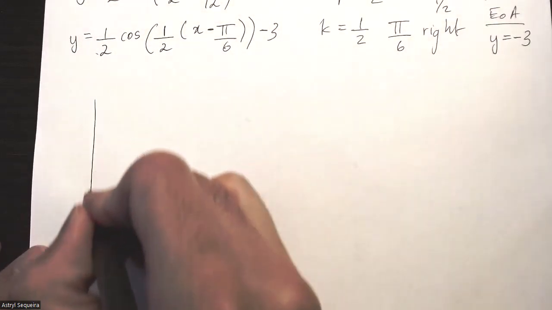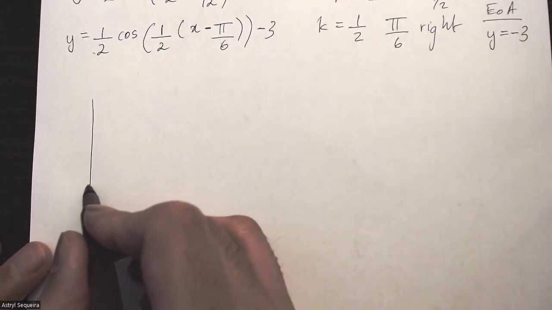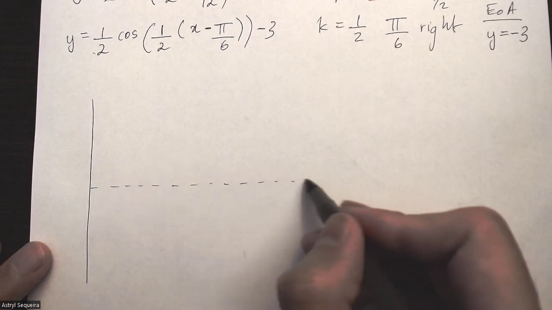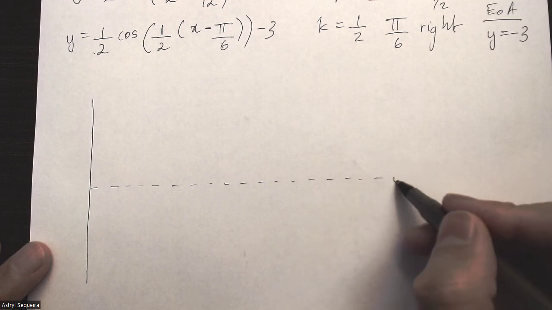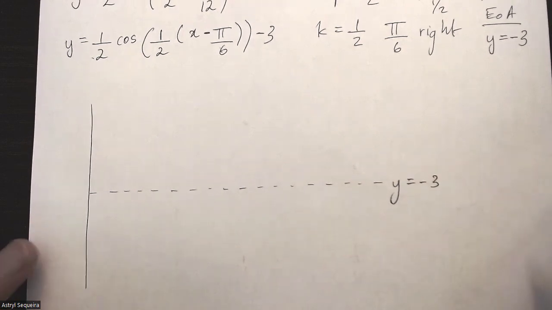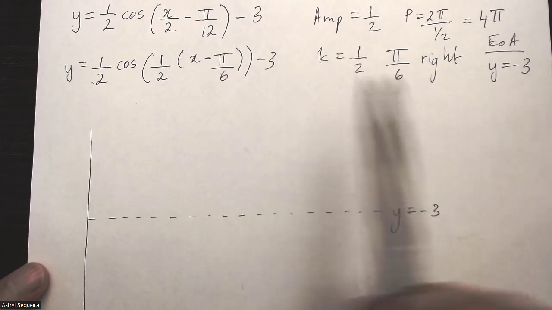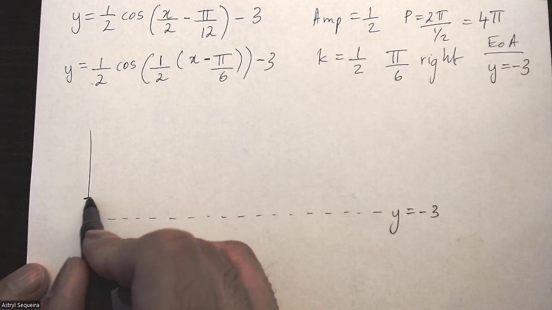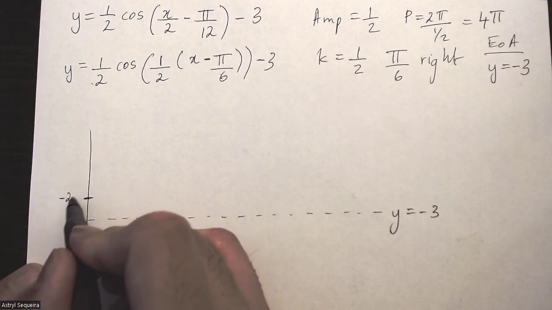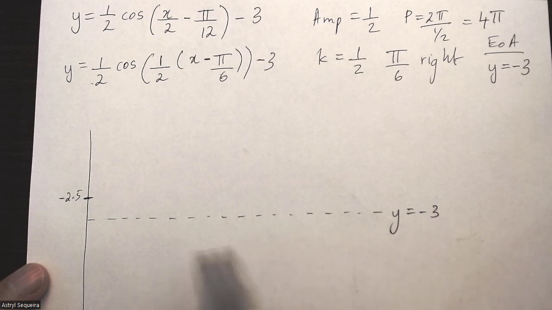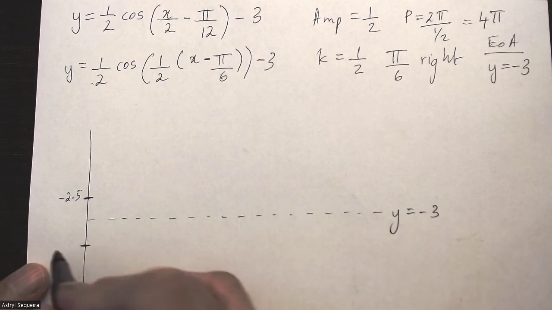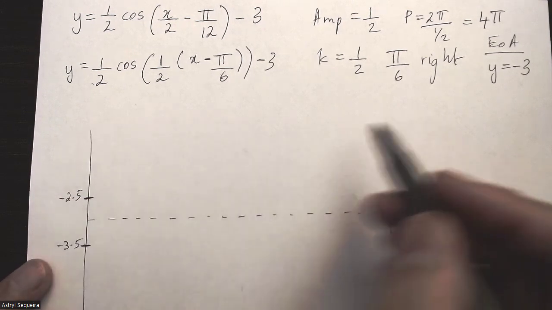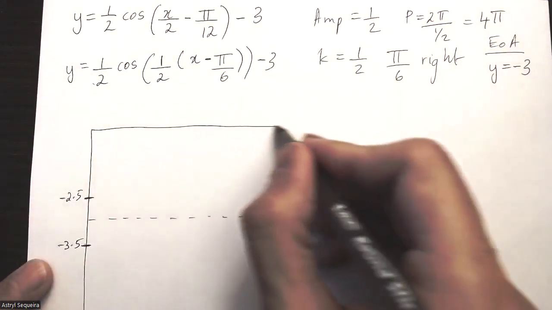Again, I'll start by drawing my y-axis and put my equation of axis directly in the middle. My maximum is my axis plus my amplitude. So -3 plus half is just -2.5, and my minimum is -3 minus half, which is -3.5. Do my x-axis next, which is going to be at the top over here because it's at 0.